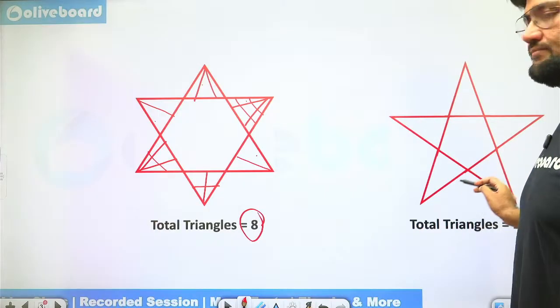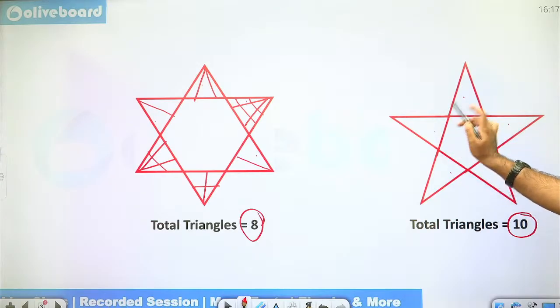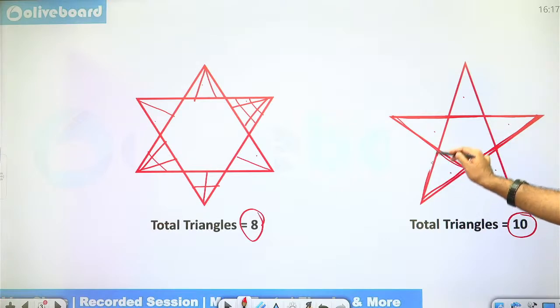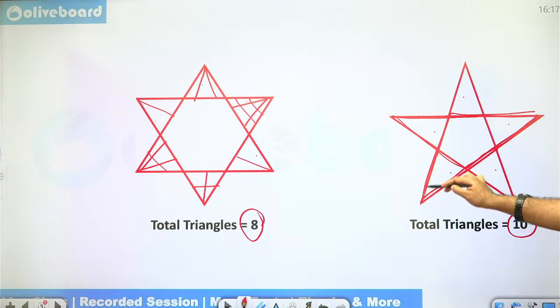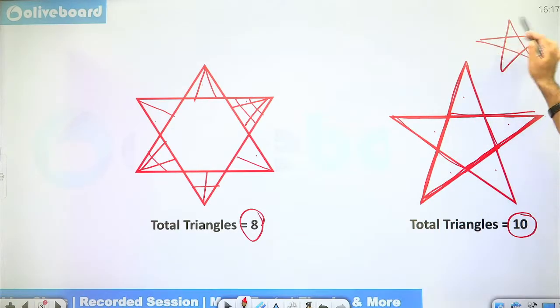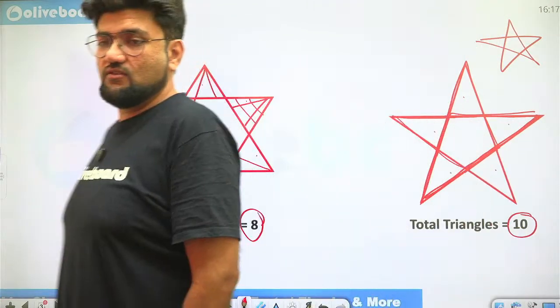What about this one? Total triangles is equal to 10. How 10? So this is a 5 pointed star. So we have 5 triangles here already, and each line here has a triangle on it. So if this is the line, I have a triangle on it here. Then if I take this whole complete line, I have a triangle here. Then if I take this whole complete line, I have a triangle here. So I have total 5 lines: 1, 2, 3, 4, 5. And each line has a single triangle. So 5 more triangles, 5 plus 5, 10 triangles in all.